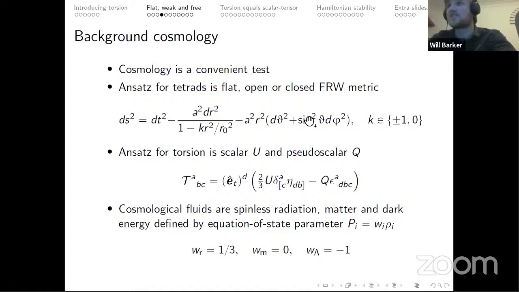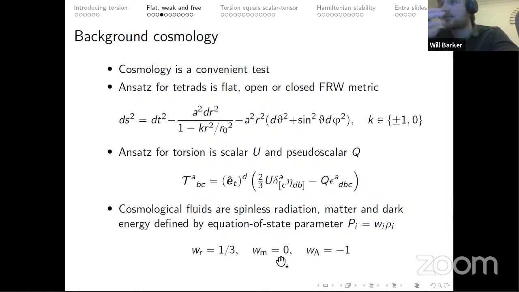And then for the torsion tensor, we need an ansatz as well. So in cosmology, we would want the torsion tensor to be isotropic. That restricts it to have just 2 degrees of freedom left in it. So we've got this scalar degree of freedom U and a pseudo-scalar degree of freedom called Q. And then on top of that, we'll throw in some matter as well, the sort of matter that you might expect in a cosmological model. So it's going to have an equation of state: pressure is the equation of state parameter times density. So for radiation, that parameter would be 1/3.